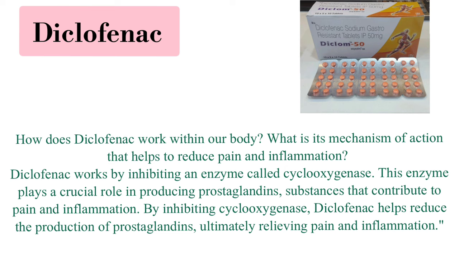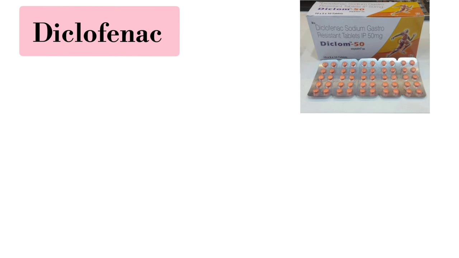Diclofenac works by inhibiting an enzyme called cyclooxygenase. This enzyme plays a crucial role in producing prostaglandins, substances that contribute to pain and inflammation. By inhibiting cyclooxygenase, Diclofenac helps reduce the production of prostaglandins, ultimately relieving pain and inflammation.